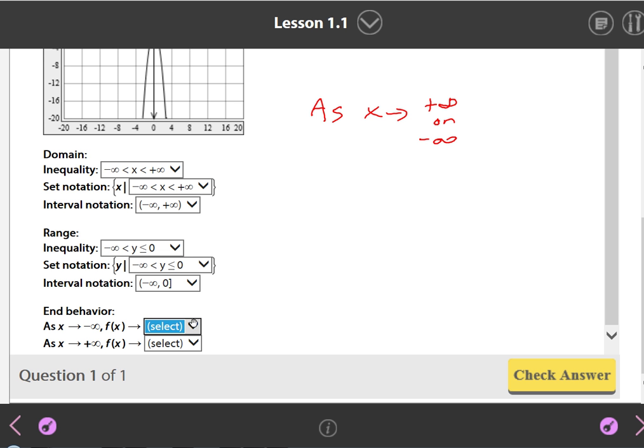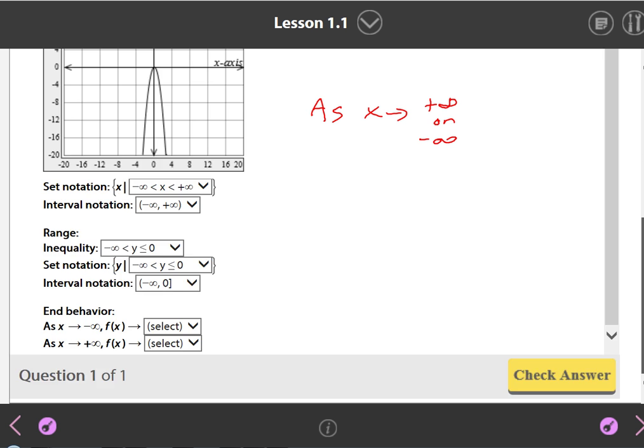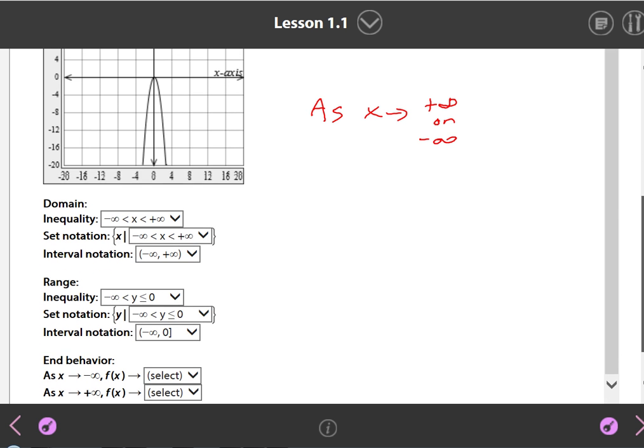So if we had a choice that said as x approaches 0 or something, that doesn't make sense as end behavior, right? We've got to be going infinitely far to the left or infinitely far to the right. So let's take the top one first.